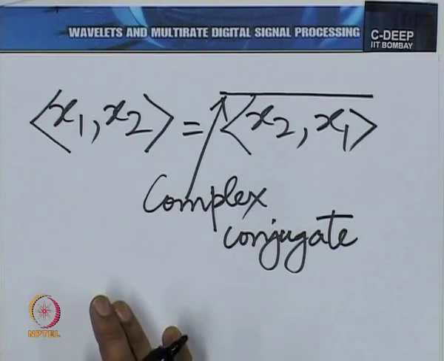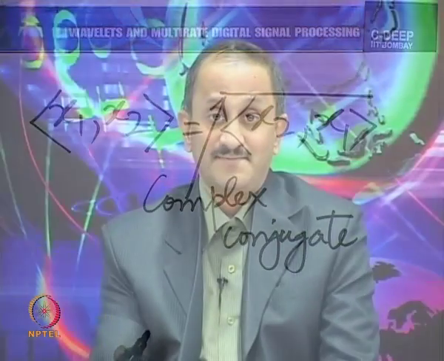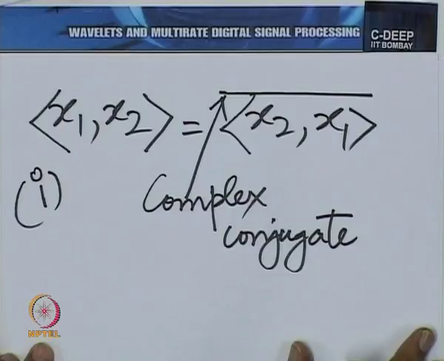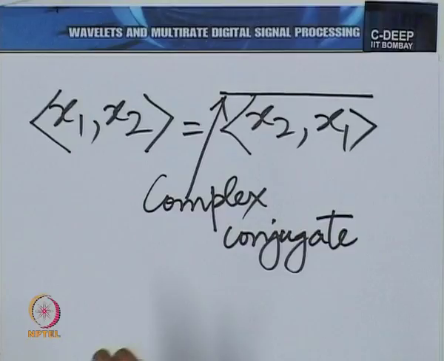This is what is called the standard inner product, but one can have many other non-standard inner products which obey the following conditions. The first condition is this, that we write down here. The inner product of x 1 with x 2 is the complex conjugate of the inner product of x 2 with x 1. Secondly, the inner product is linear in the first argument.